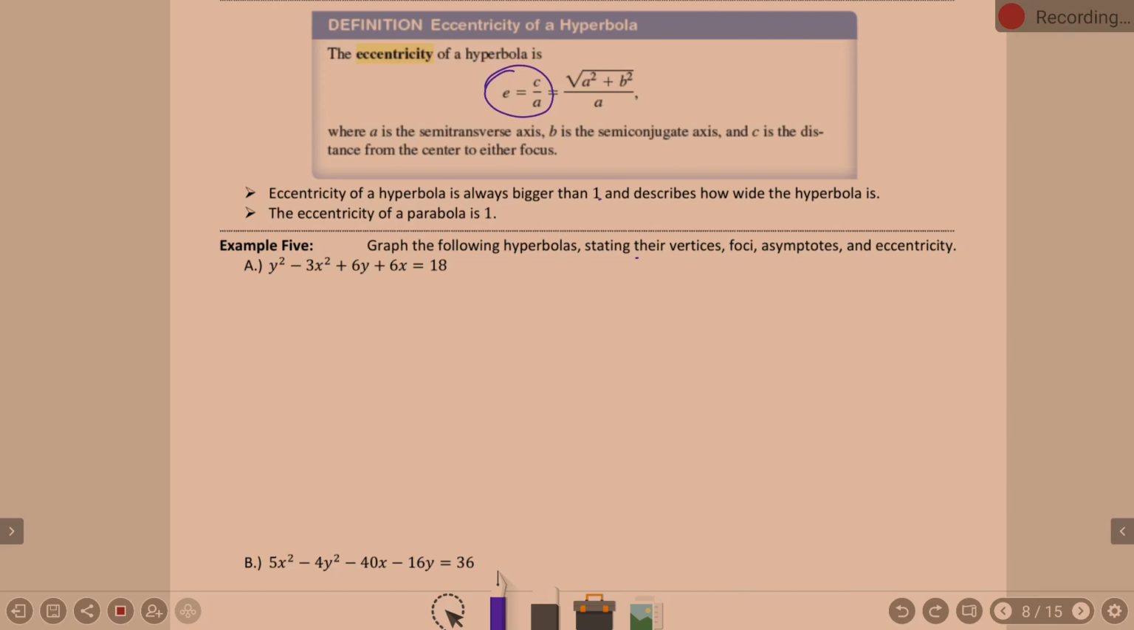Now, example 5. We're being asked to graph the following hyperbolas, stating their vertices, foci, asymptotes, eccentricity. I'll be honest. We're not going to necessarily graph this one, but what we do need to make sure we do is get to the point where we can find vertices, foci, asymptotes, and eccentricity. And I say we're not going to necessarily graph this one just because we're probably going to run out of time, but maybe not. We'll see.